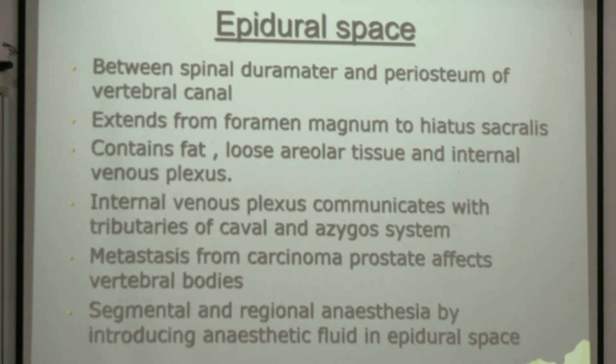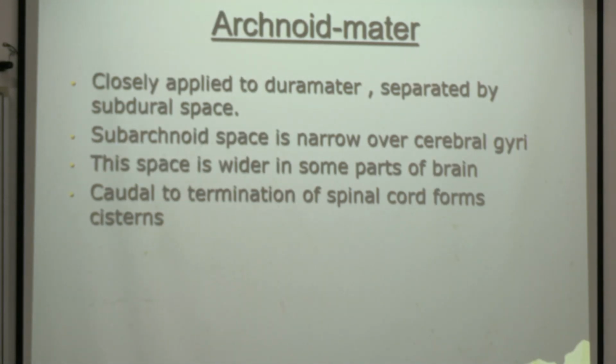Now, I previously showed you this when I spoke on the vertebra. The arachnoid mater is closely applied to the dura mater, separated by the subdural space. The subarachnoid space is narrow over the cerebral gyri. This space is wider in some parts of the brain, and caudal to the termination of the spinal cord it forms cisterns.